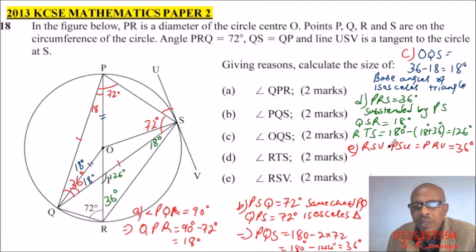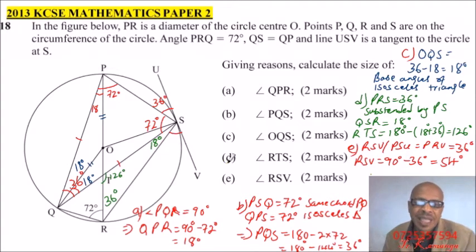RSU, what we do is that this angle here, PSR, is 90 because it is subtended by the diameter. So from 90, we can get the other angle. If this angle is 36, then this angle is 90. So RSV is equal to 90 minus 36 degrees, and that should give you 54 degrees. So that is how you do that.